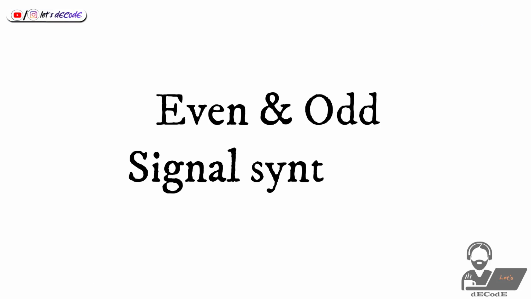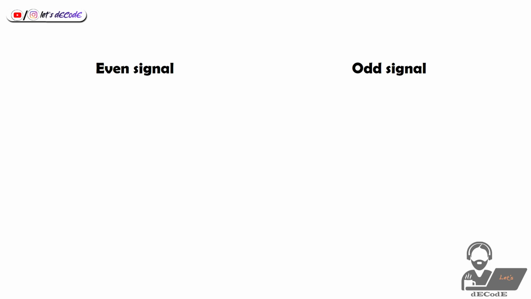In this video, we will learn about even and odd signal synthesis from a sequence. Before that, let's see what even and odd signals are. An even signal or symmetric signal follows this condition: even if it is time reversed, it looks like the original signal. Then an odd signal or asymmetric sequence follows this condition.